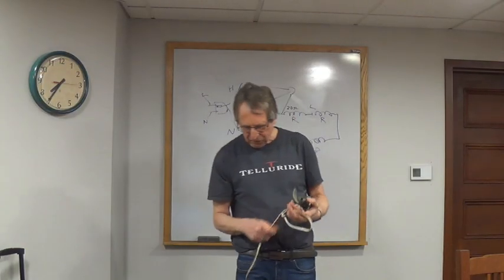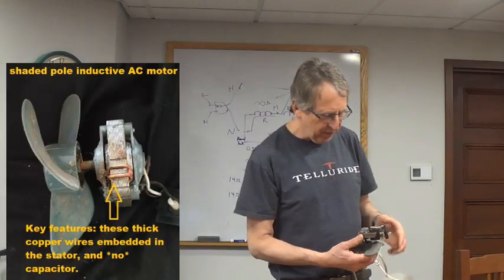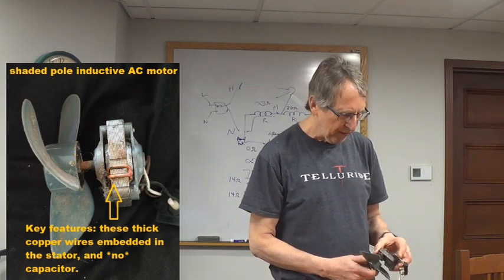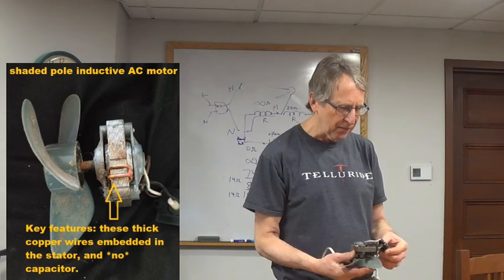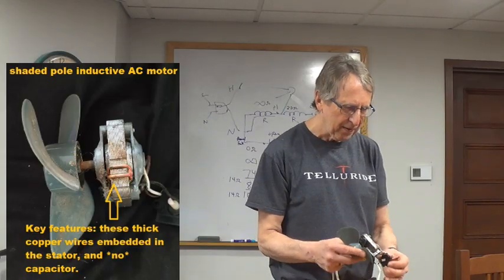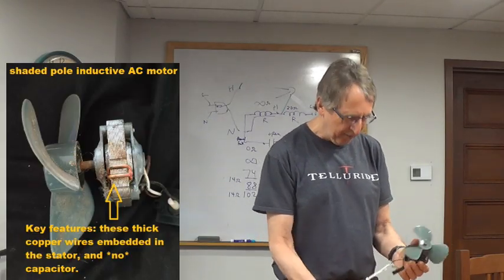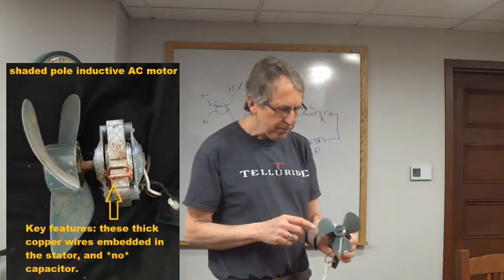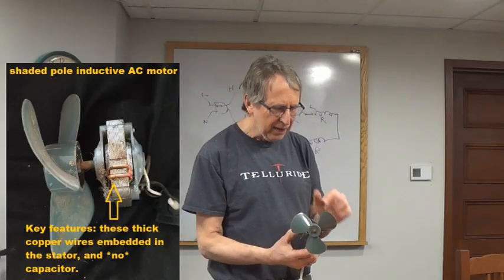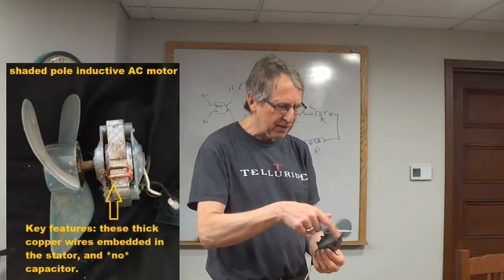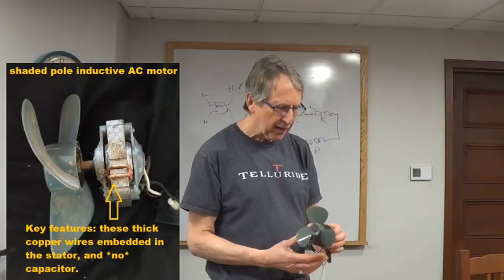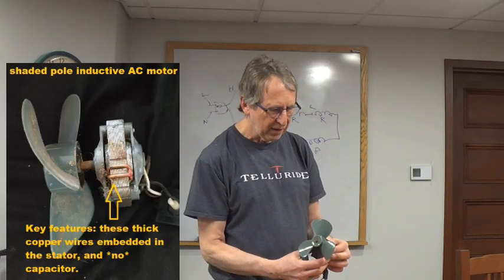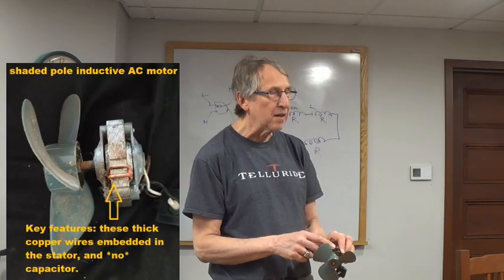Okay, so this is a different flavor of inductive AC motor. This is still an inductive AC motor, but it doesn't have a capacitor. Actually, never mind. No, I'm sorry. This is the switch. Yeah, I definitely know this. It should not have a capacitor. But it has another clever mechanism for getting this thing started. And it's these fat copper wires. Okay, and this approach is called the shaded pole.